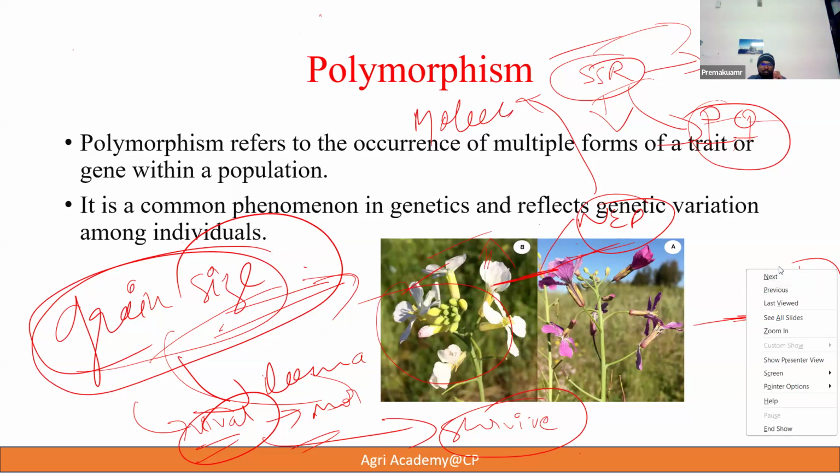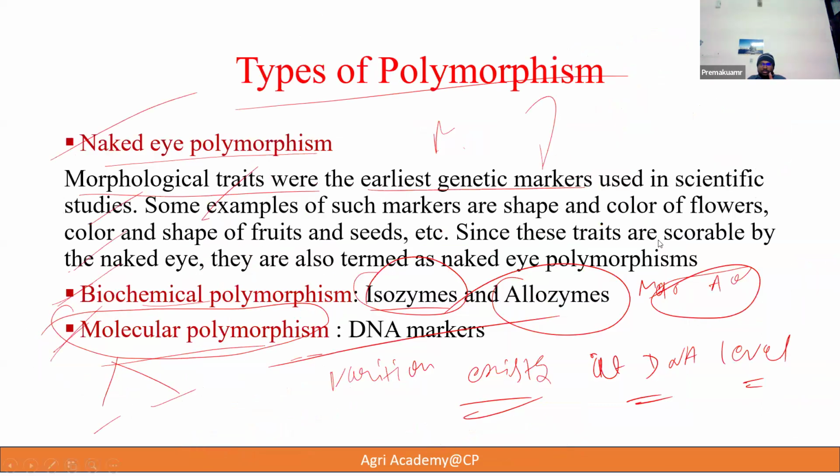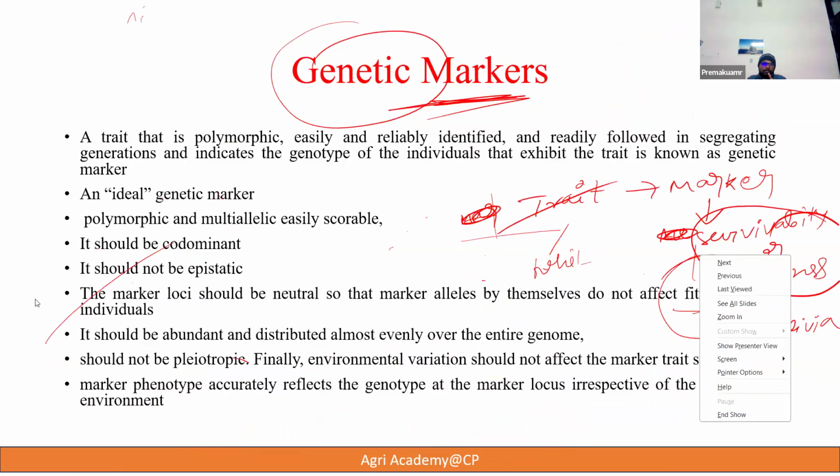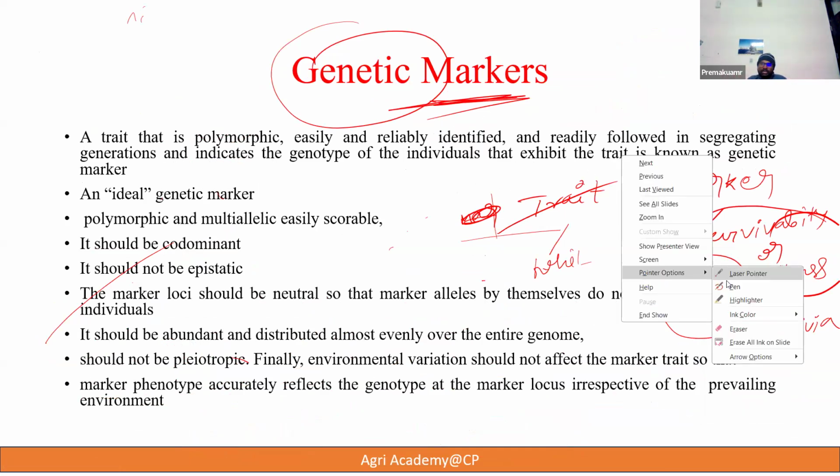It's not that grain size is always involved in fitness. A marker should be abundant, distributed almost evenly over the entire genome. I will explain this point when I discuss DNA markers specifically. You should have abundant polymorphism. Now, regarding the limitation of a biochemical trait, like a morphological trait.